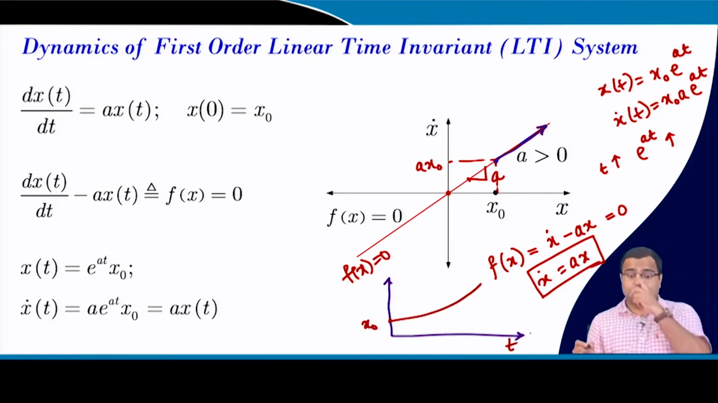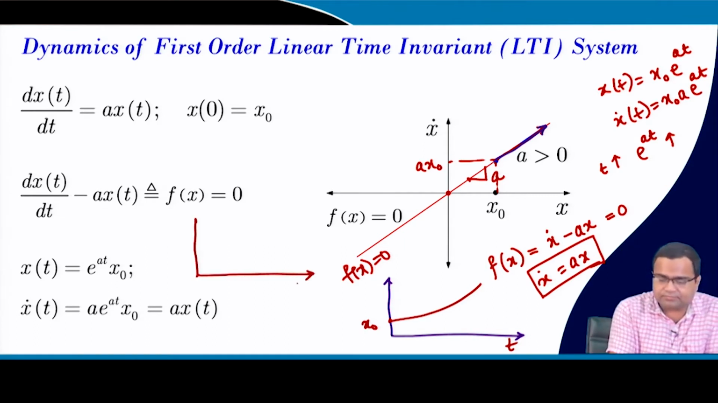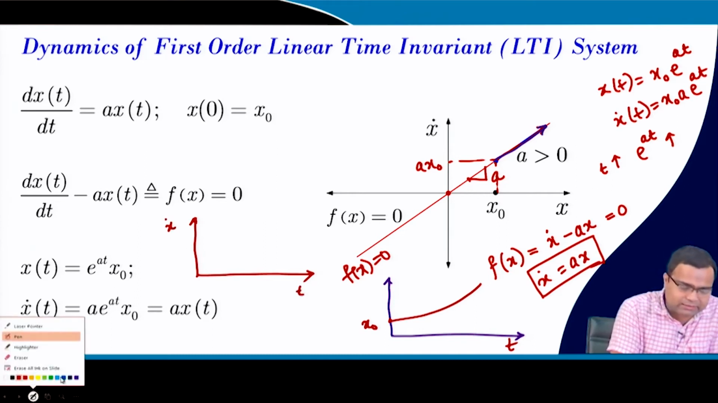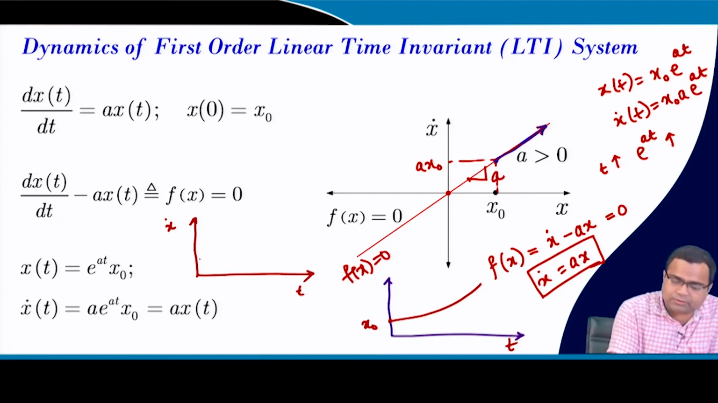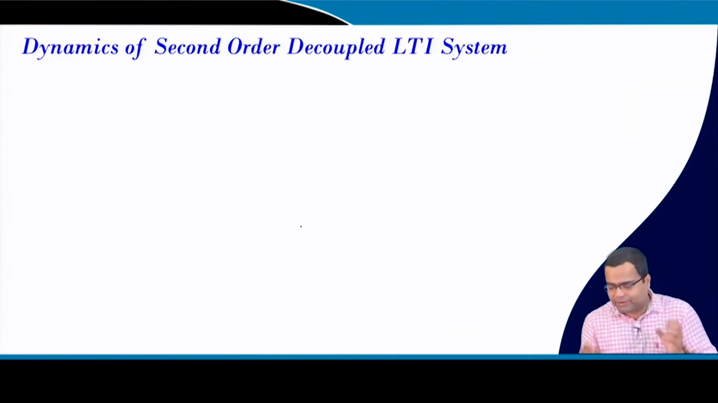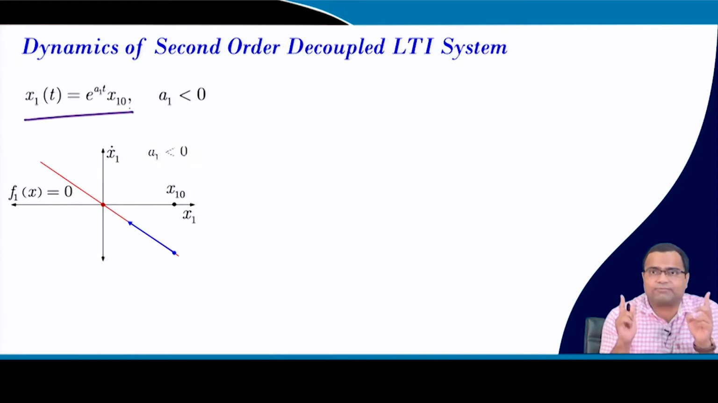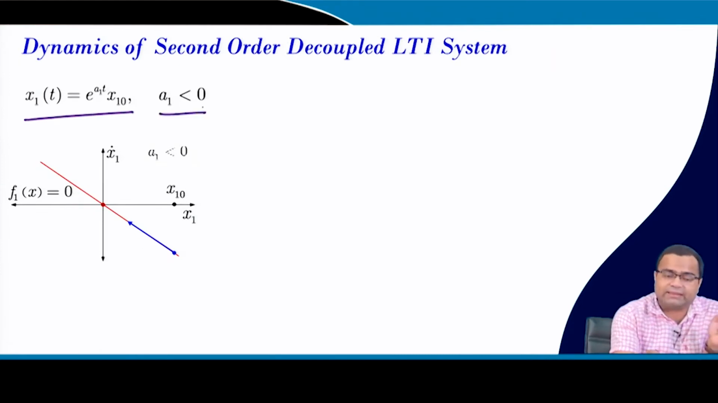Okay? And similarly, if we take x dot t with respect to t, then it will also move along like this. Okay? Now, we have considered two systems: we have taken one first order system with A negative, that means it is a stable system.